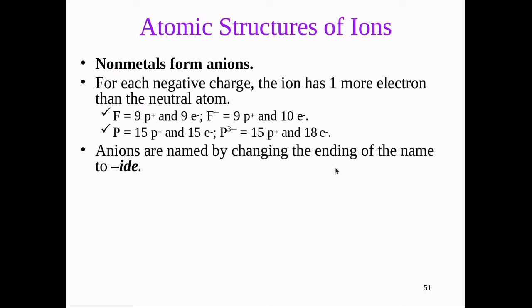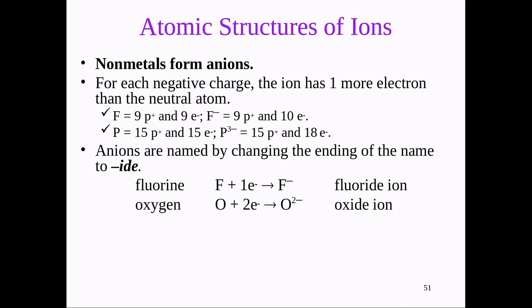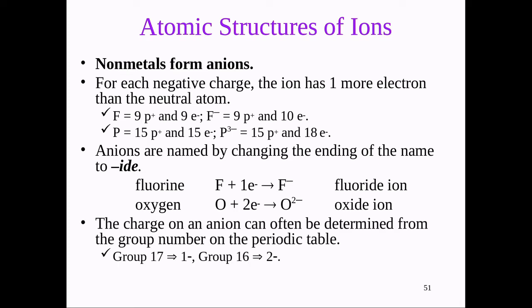The anions are named by changing the ending of the name to "ide." Okay, so fluorine becomes the fluoride ion. Oxygen becomes the oxide ion. The charge on an anion can often be determined from the group number on the periodic table. Okay, so everything in group 17, or halogens, is going to have a negative 1 charge. Everything in group 16 is going to have a -2 charge, and we'll get into that a little bit more in a minute.